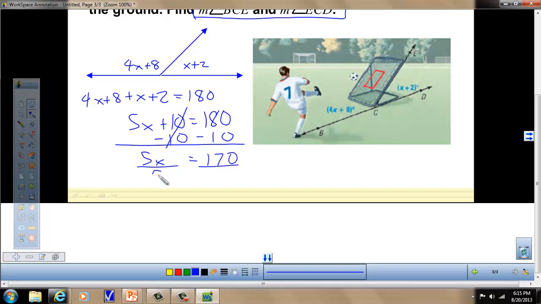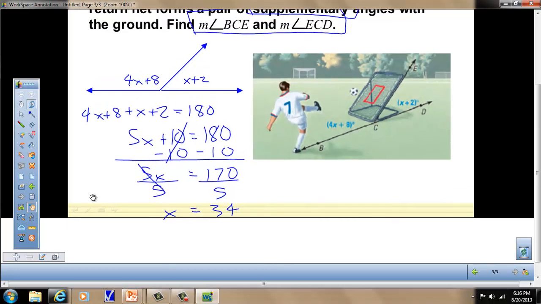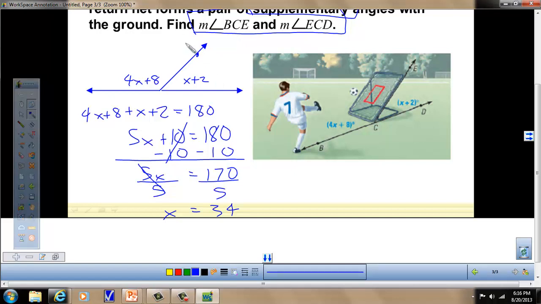Dividing both sides by 5, we get, this goes in 3 times and 4 times. So we get 34. But that is not our answer. They're asking us for, and let me just pull this down a little bit so we remember, we're asking for BCE and ECD. So if I label this, I forgot to do that, but we've got an E up here, we've got a B here, C here, and D here.